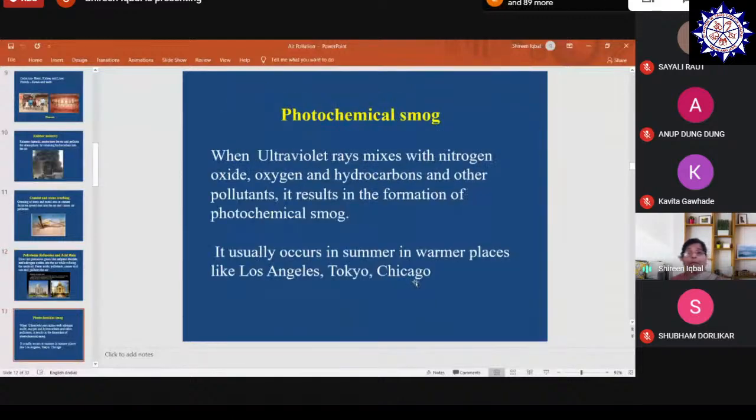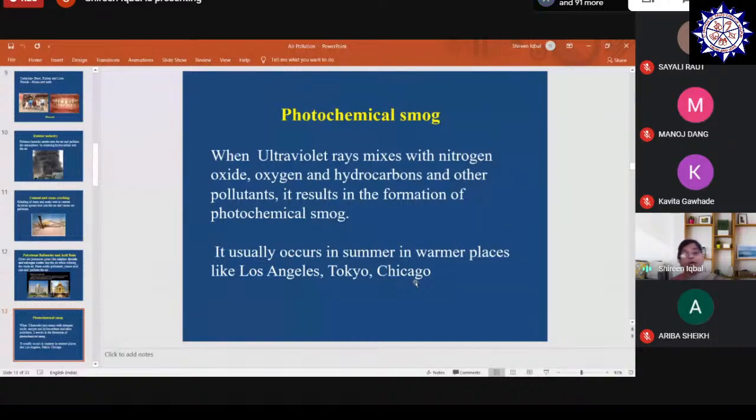Then the photochemical smog. So when the ultraviolet rays, this ultraviolet rays it releases from the sun, when these rays mix with nitrogen oxide, oxygen, and hydrocarbons, and with other pollutants also, it results in the formation of photochemical smog.